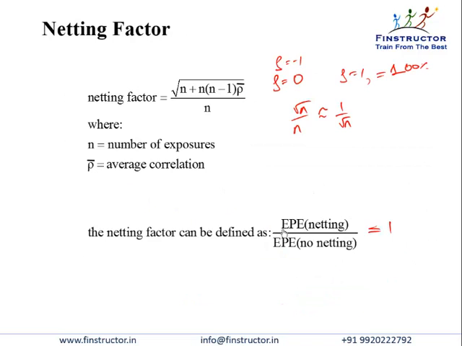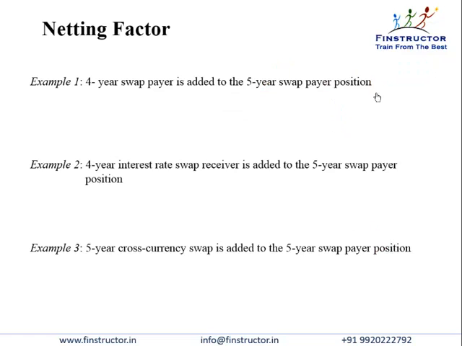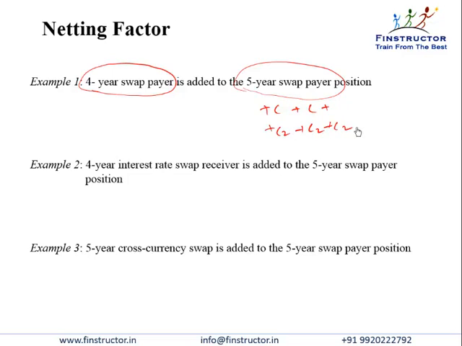So remember, it's the expected positive exposure with netting divided by the expected positive exposure with no netting. Let's understand how the following scenarios would impact the netting factor. If you've added a 4-year swap payer position to a 5-year swap payer position, so you're already a fixed rate payer and you've added another payer position in another swap, you are further the fixed rate payer.